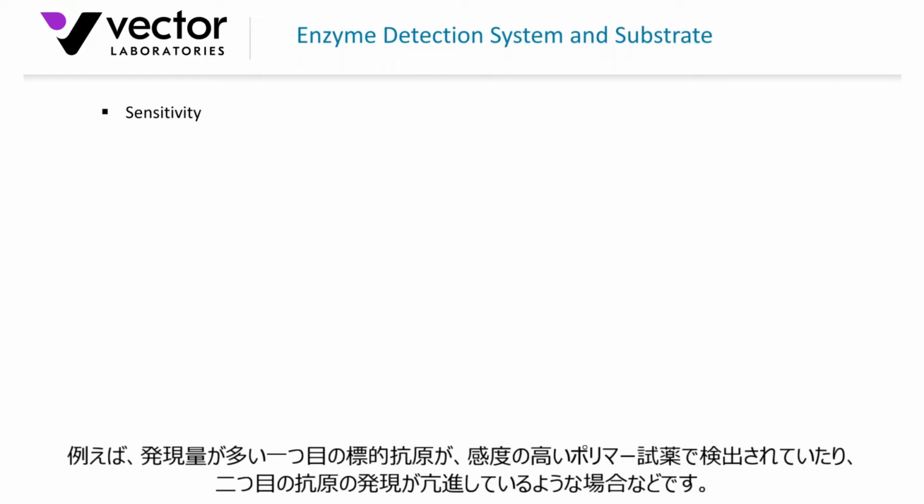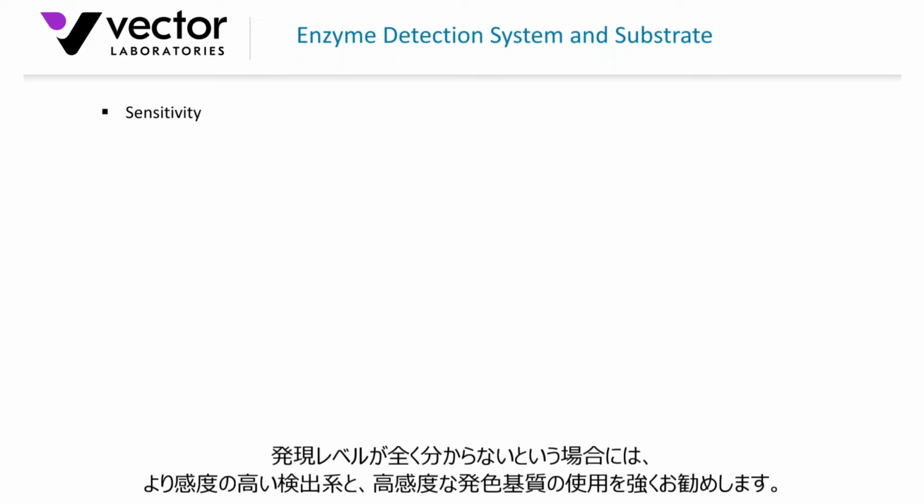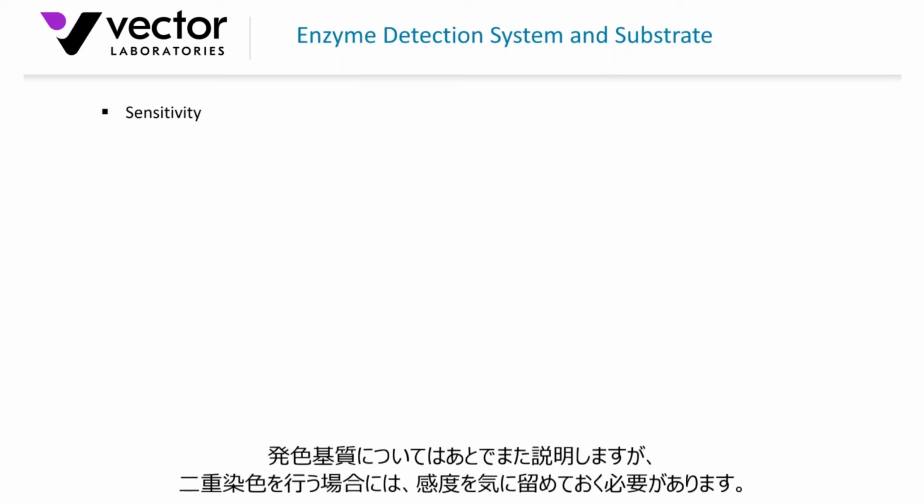Maybe you're using a one-step polymer base for an abundant antigen already. Maybe the second antigen is being upregulated. Maybe it's even of an unknown expression level. In that case, I would highly recommend going with a more sensitive detection system and a very sensitive substrate. And we'll cover some of that a little later on about the substrates. So just bear in mind the level of sensitivity that might be required when introducing a second label.